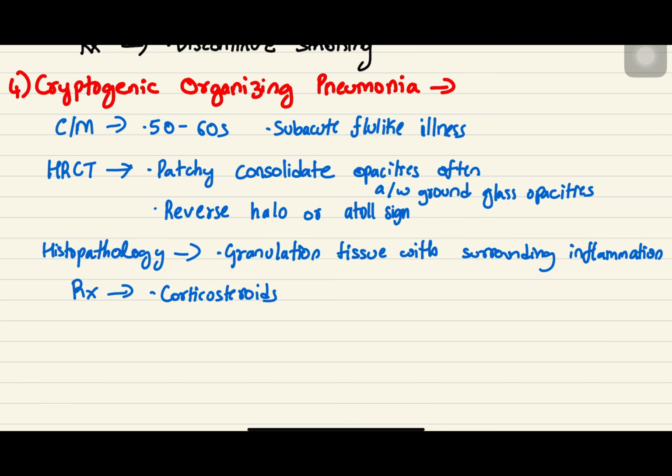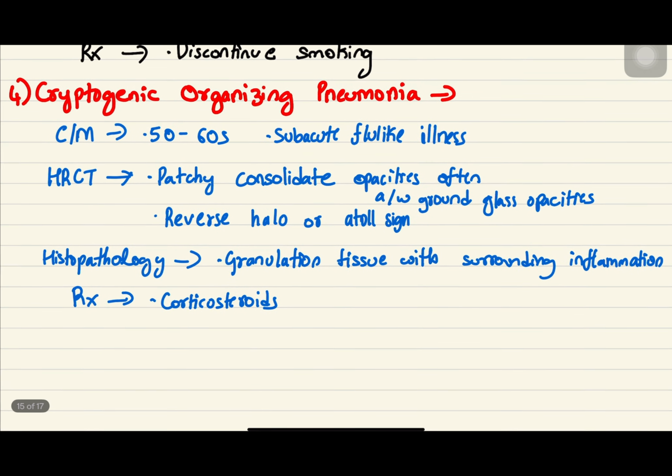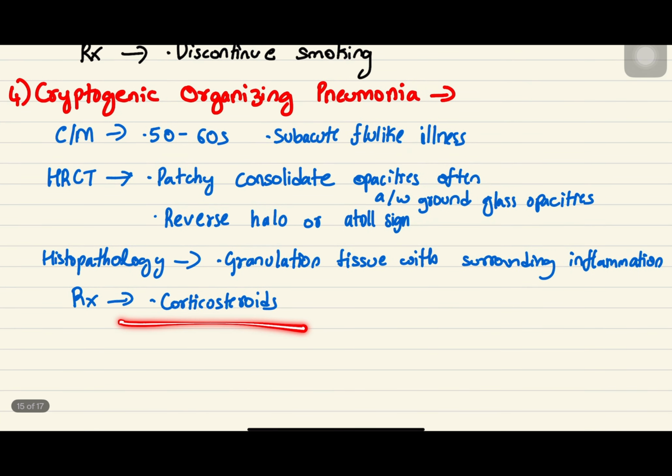What does histopathology show? It shows granulation tissue with surrounding inflammation. What is the treatment? Treatment is corticosteroids. And this COP can mimic pneumonia or cancer on scans. So that's the reason biopsy is crucial. Relapse is common if steroids are tapered too fast, but overall good prognosis with a 90% response rate.